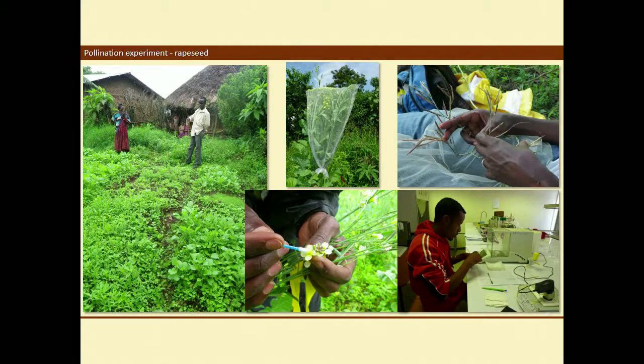So we continued to do a pollination experiment to evaluate pollination services in the landscape. We sowed rapeseed in the home gardens, and we assigned the plants to 3 treatments: controls, bagged ones where we excluded pollinators, and pollen addition where we hand-pollinated the flowers. And we followed the plants until they were ripe. We harvested them, counted the fruits, dried the seeds, and counted and weighed the seeds.